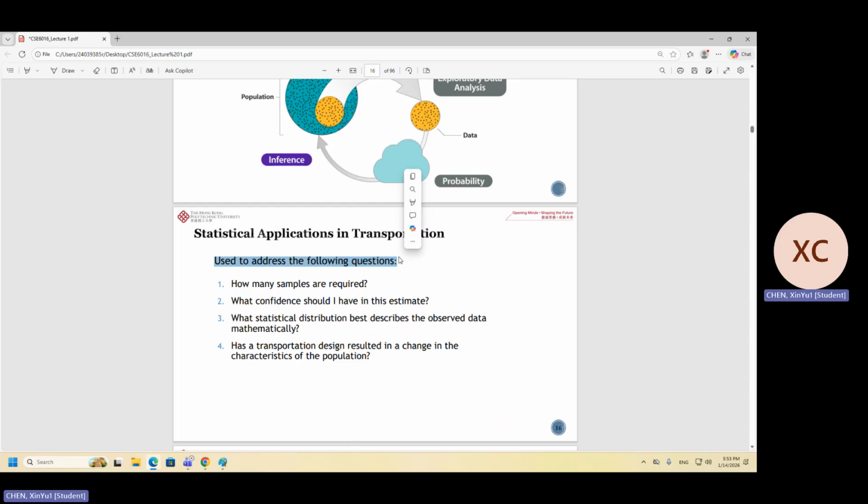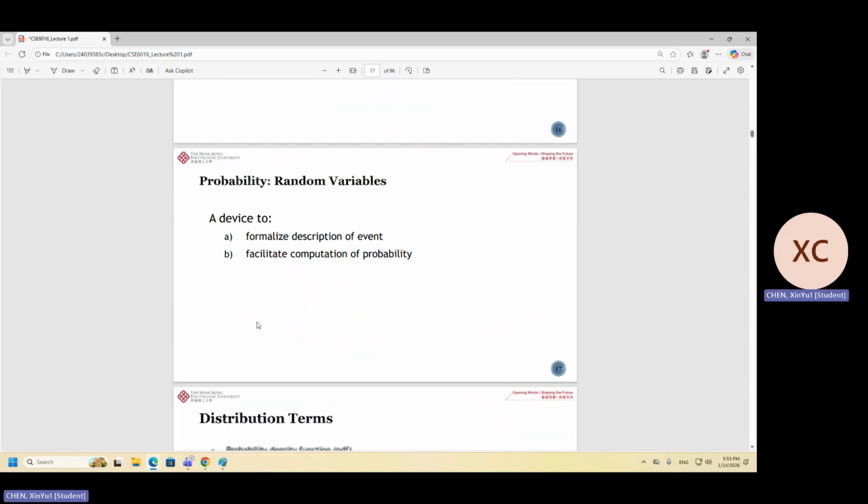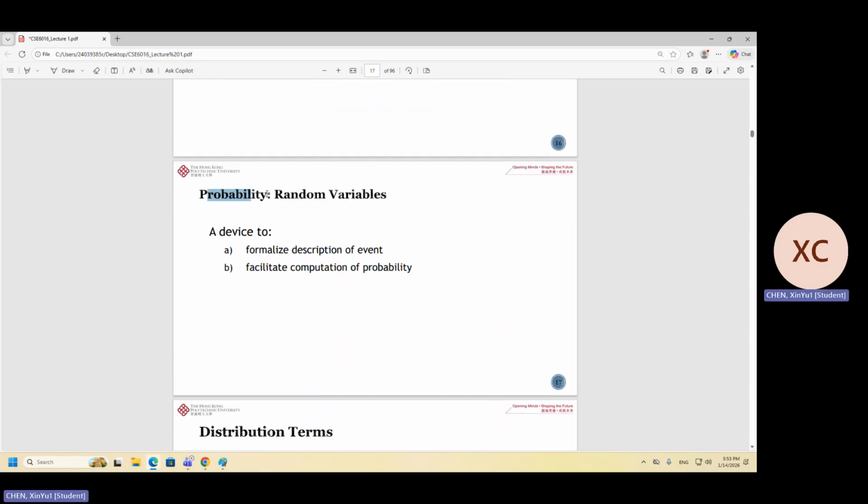Estimate the model in the beta, for instance, in the regression model. And what statistical distribution best describes the observed data mathematically? This is a quite common issue in any engineering domain. And then for the probability, we normally use the random variable.